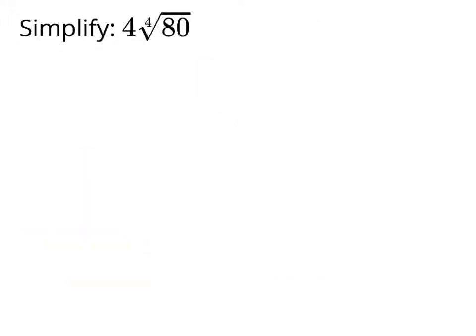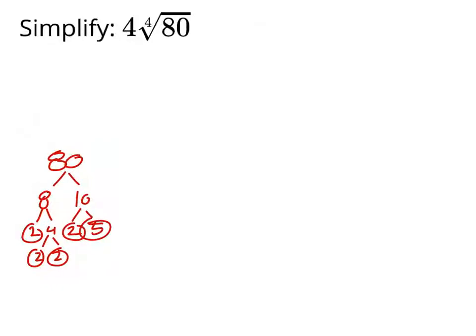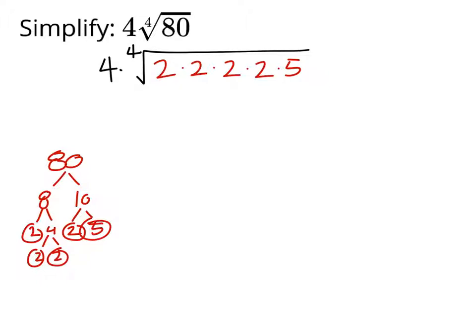Alright, here's another new index. It's a 4, which means I need a group of 4 of something in order to take it out of this 4th root. So let's look at 80 and its prime factors. I know I can make this 8 and 10, and 8 would be 2 and 4, and 4 would be 2 and 2, and then 10 would be 2 and 5, both of which are prime. So let's rewrite the 80 with its prime factors. And of course that's a 4th root, so I've got 4 times the 4th root of 2 times 2 times 2 times 2 times 5.